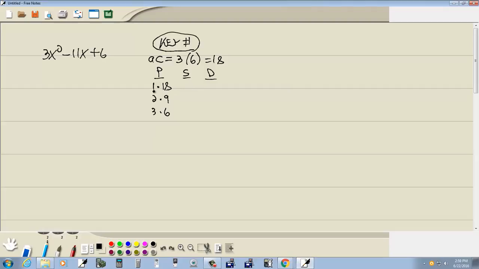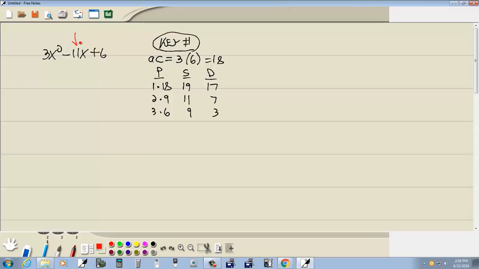In the sum column, we want to add these together. 1 plus 18 is 19. 2 plus 9 is 11. 3 plus 6 is 9. And in the difference column, we want to subtract smaller from larger. 18 minus 1 is 17. 9 minus 2 is 7. 6 minus 3 is 3.